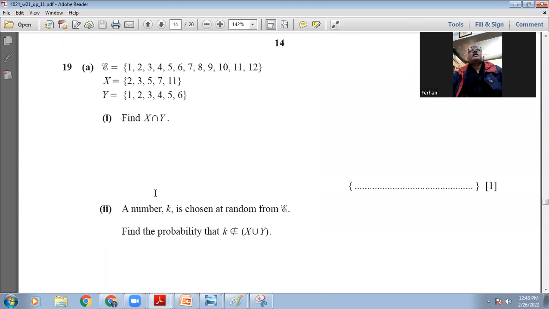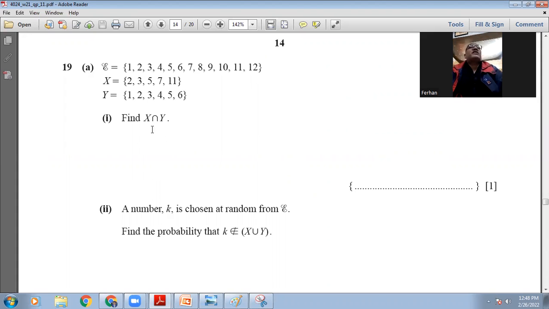The next question coming up is about sets. Question number 19, part A. He says the universal set is 1, 2, 3, 4, 5, 6, 7, 8, 9, 10, 11, 12. The set X is 2, 3, 5, 7, and 11. And the set Y is 1, 2, 3, 4, 5, 6. He says find X intersection Y.